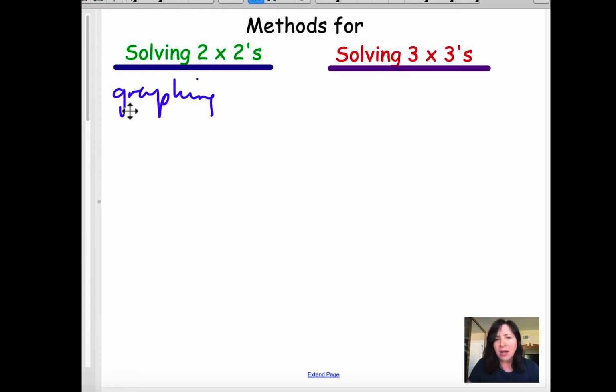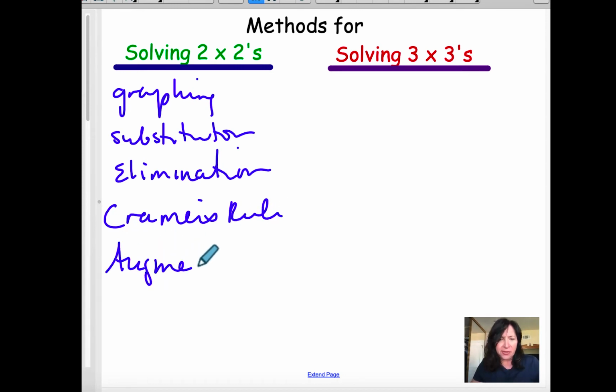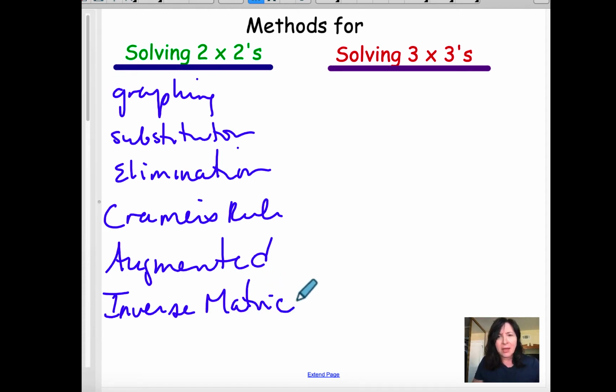Number two, substitution, also elimination. We used Cramer's rule, and I also taught you augmented matrices, and I think some of you guys actually like that, but not sure. Today we are going to talk about inverse matrices, using inverse matrices to solve a 2x2. Okay, and for a 3x3, so far we did use a graphing method.